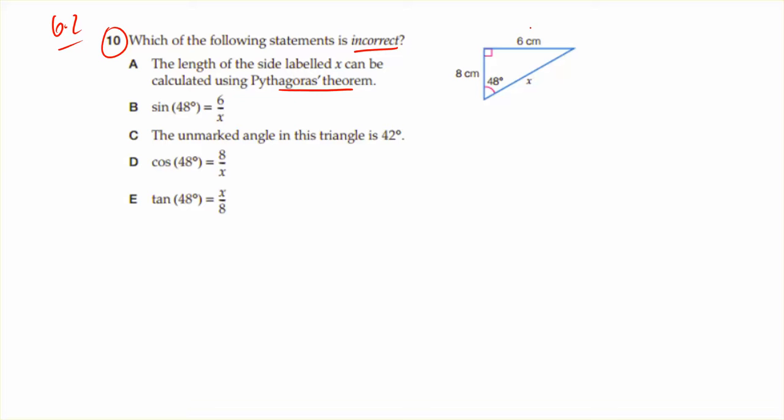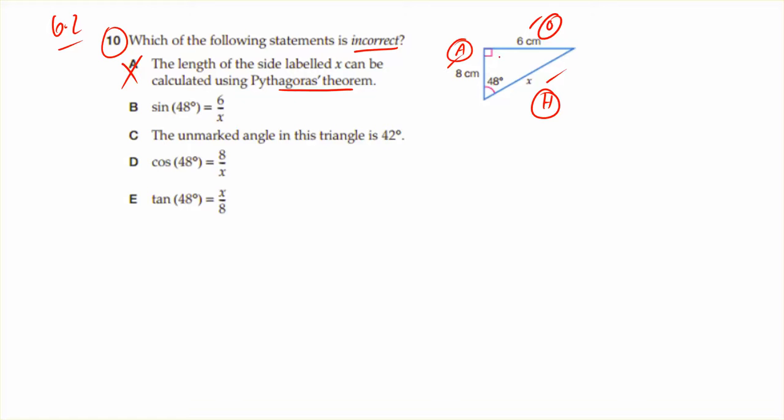We can, because we have A and B, and we're trying to work out C. So using Pythagoras for a right angle triangle, we can do that. So A is not correct. Sine of 48 equals 6 over x. So let's label the triangle. We know that that's the opposite side, that's the hypotenuse, and that's the adjacent side.